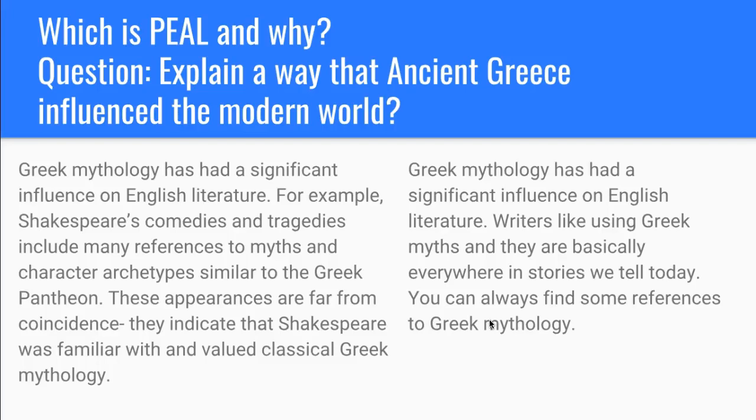For example, keyword, Shakespeare's comedies and tragedies include many references to myths and character archetypes similar to the Greek pantheon. These appearances are far from coincidence. They indicate that Shakespeare was familiar with and valued classical Greek mythology. So PEAL happened in 3 sentences. They aren't always one sentence per thing. Okay, that's nice.